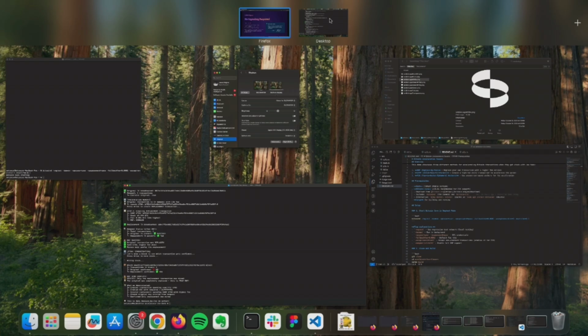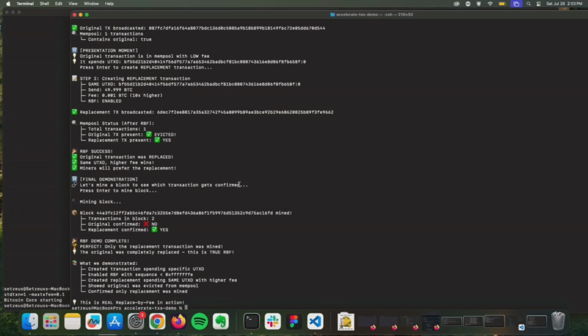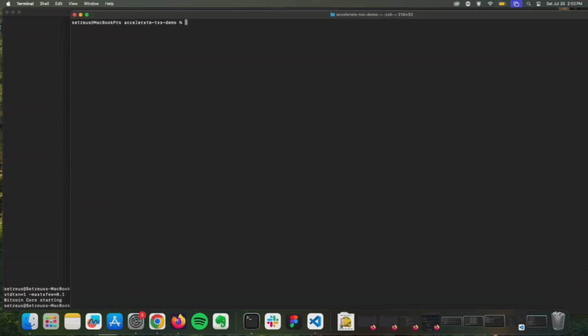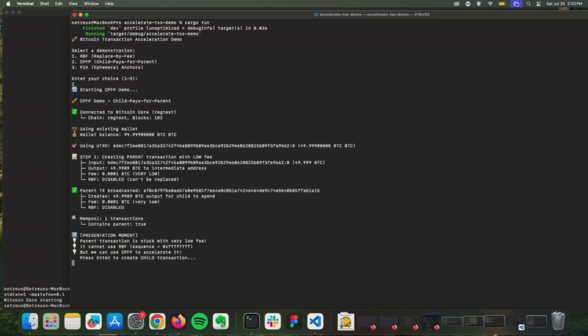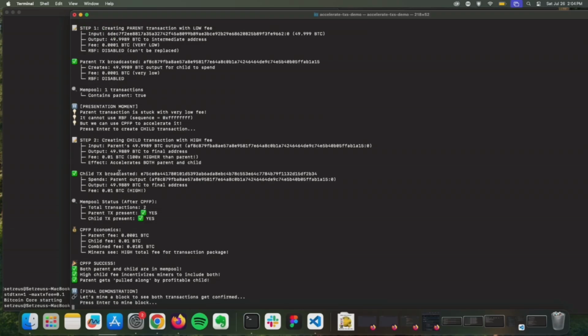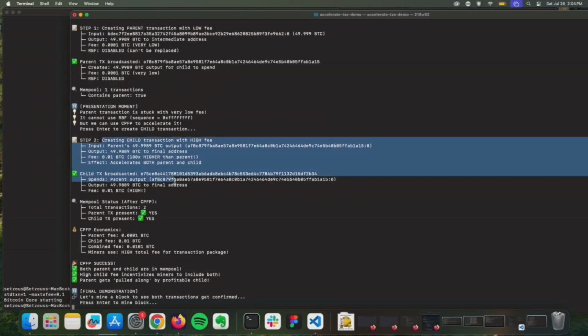So going back to the demo, and again, this is definitely not great code, because if it were, you'd be running it from the same instance every time. So we'll press cargo run again, we'll press number 2, and now we're doing exactly what we'd expect in this example, where we create a parent transaction with a very low fee. We're disabling RBF for this example. And we can see that it's in the mempool. And now we're going to go ahead and create a child transaction that spends one of the outputs from that first transaction.